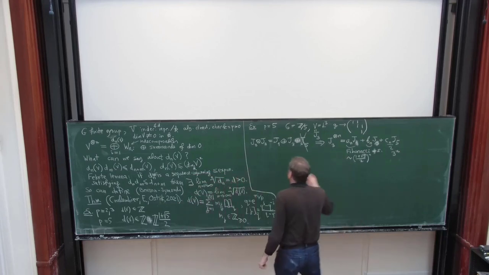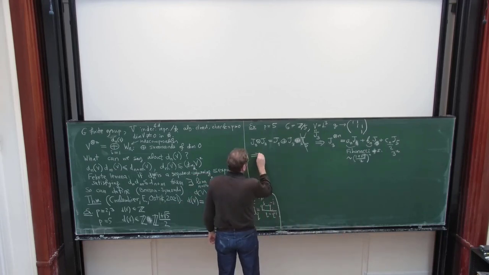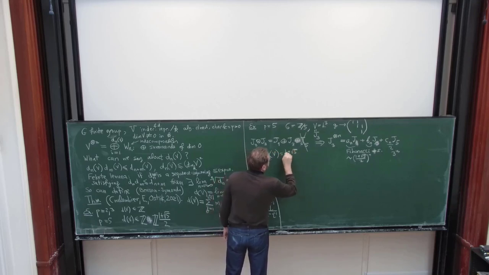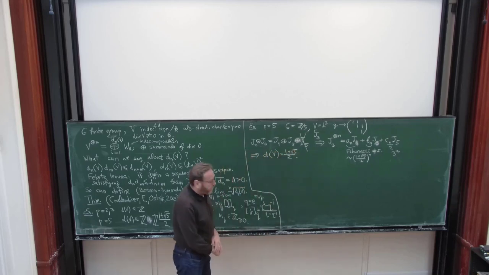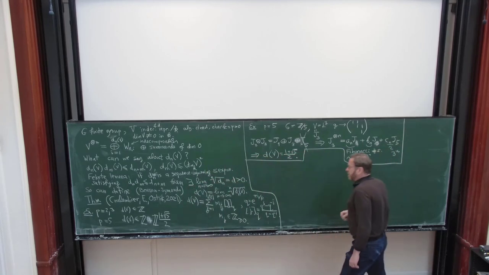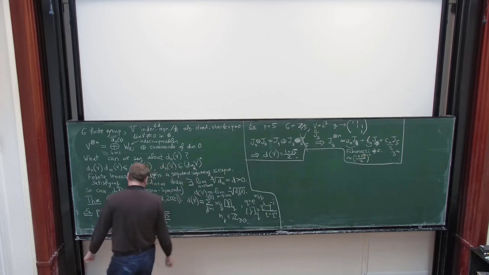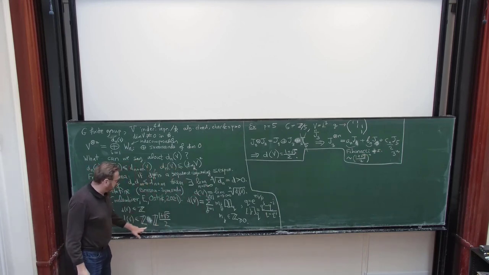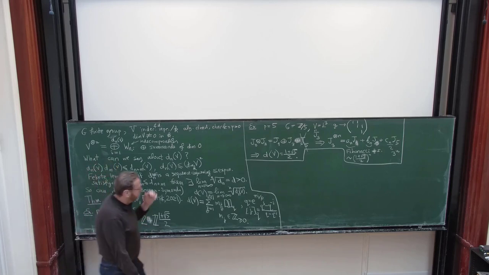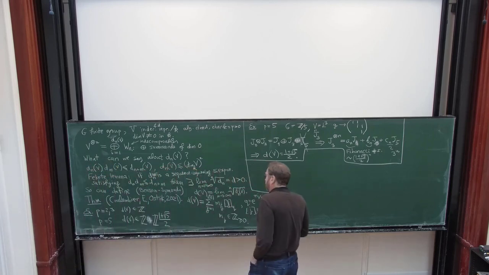And so in this case, this will imply that d of V in this case is equal to (1 plus square root of 5) over 2. But what this theorem says is that in characteristic 5, you cannot get anything else than an integer plus an integer times (1 plus square root of 5) over 2.